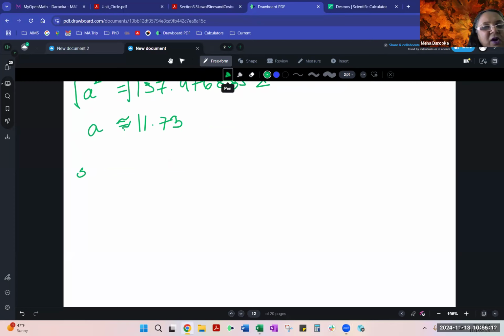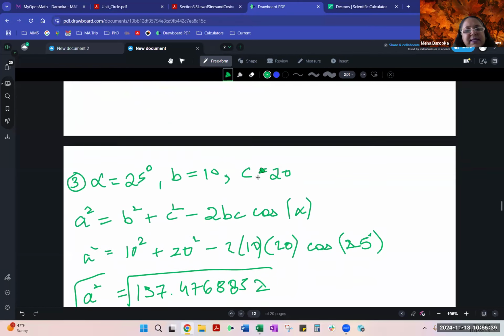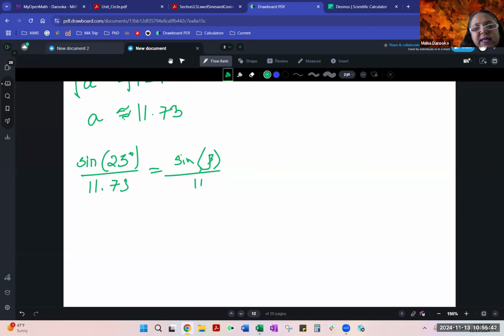So I will use law of sines for that. Since we already know angle alpha, which was 25 degrees, and we just calculated side A, which came out to be 11.73, we can set that up to sine of beta, since that's what we're trying to find. And then side B was given to us as 10. So same thing, get sine of beta by itself, and then get beta by itself by using the sine inverse function.